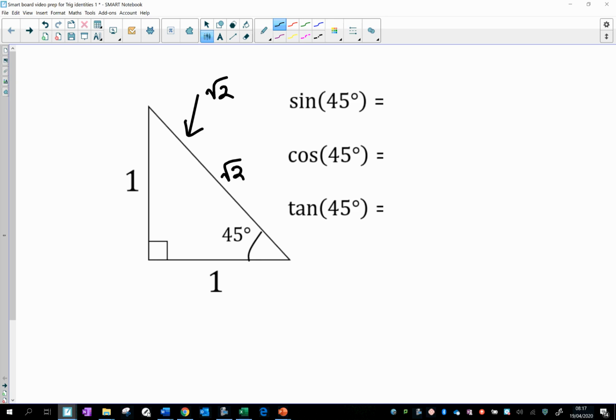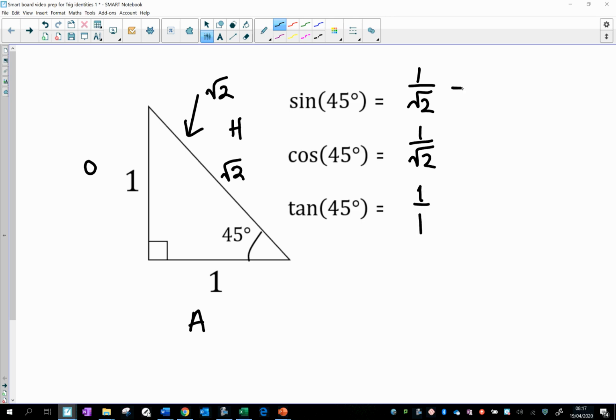So if we want to find the sine of 45 degrees, 45 degrees is here, the opposite is over here, the adjacent is here, and the hypotenuse is here. So sine 45 is the opposite divided by the hypotenuse. Well, that's 1 over root 2. Cos 45 is the adjacent divided by the hypotenuse, so that's also 1 over root 2. And tan 45 is the opposite over the adjacent, so that's 1 divided by 1.